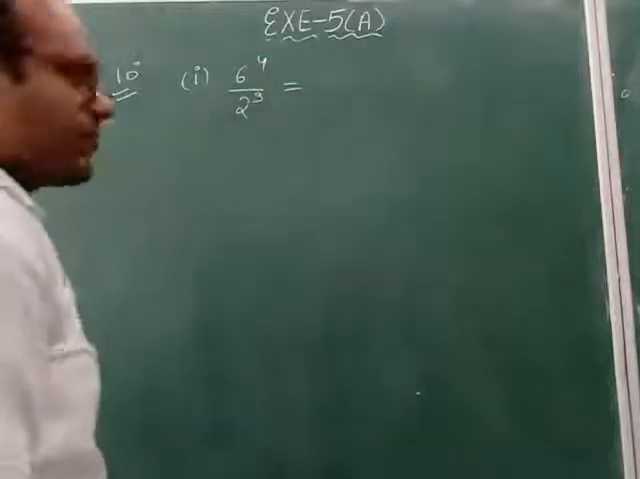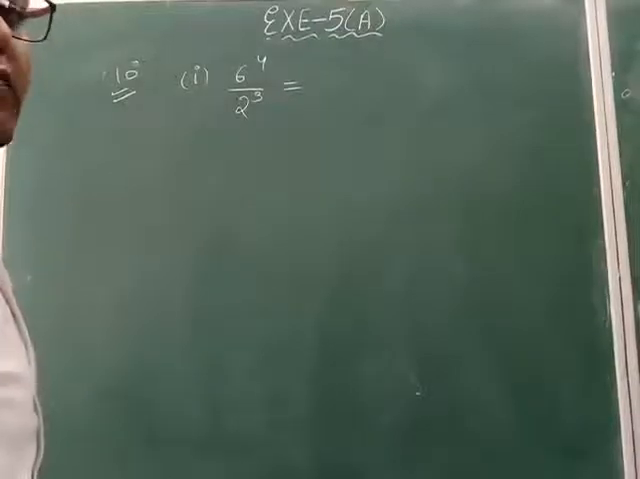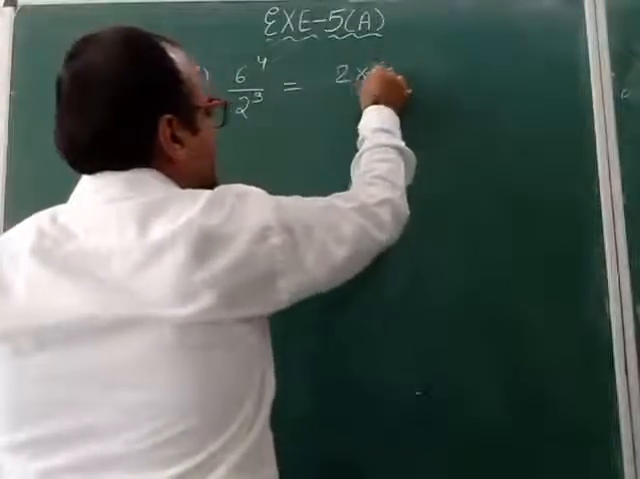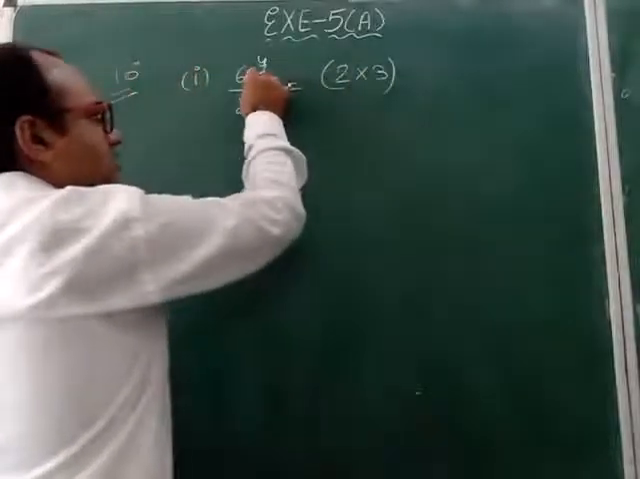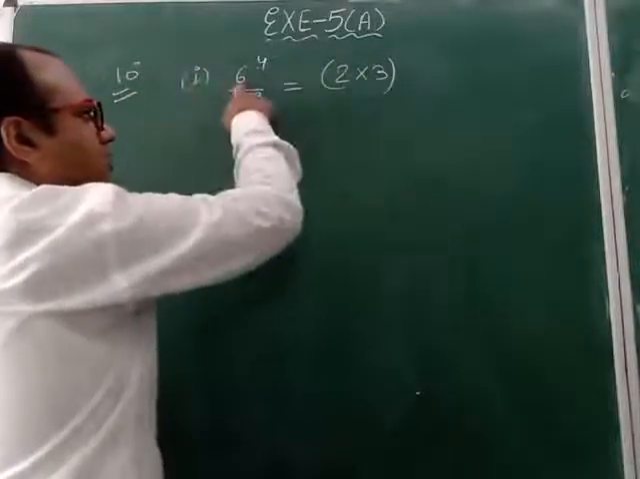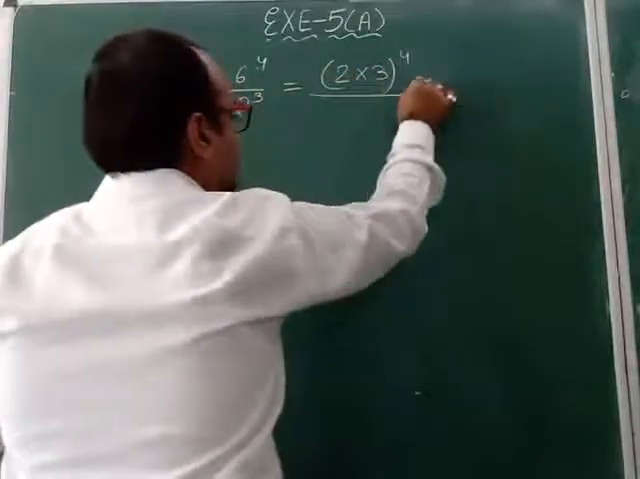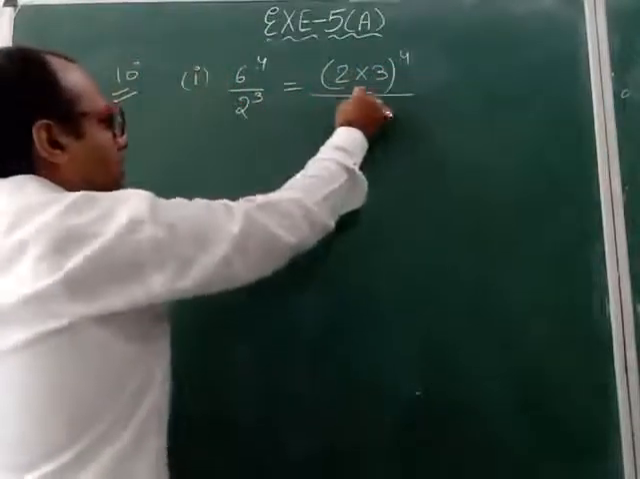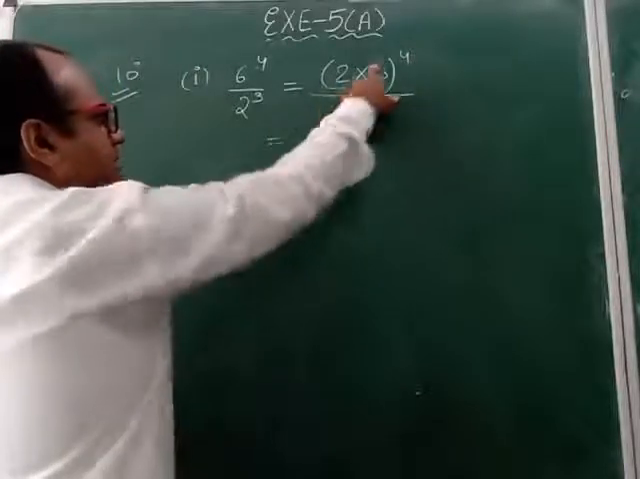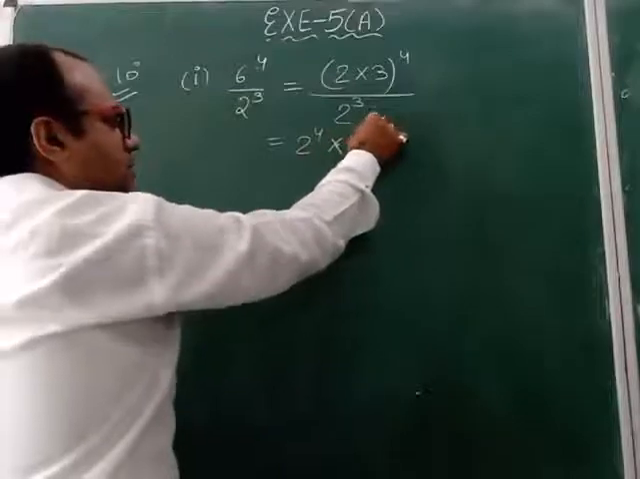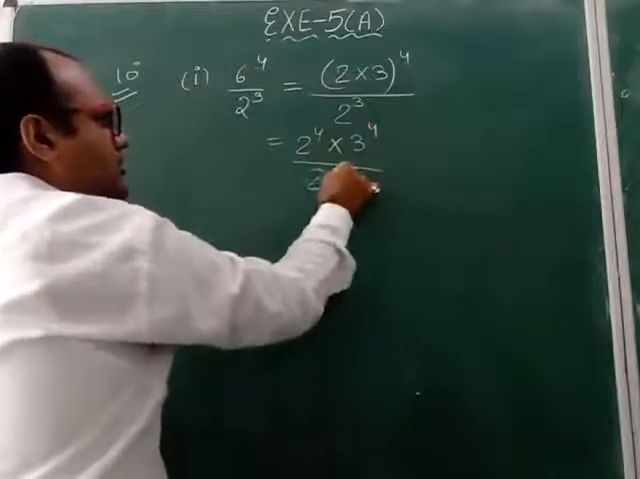So first of all what we will do? We will take the prime factor of 6. When we take the prime factor of 6 we will get 2 multiply 3. But 6 power 4 is there, and 6 is 2 multiply 3, so whole power we will take 4. 2 power 3 we will write as it is. Next step, this power 4 we will take on both the numbers: 2 power 4, 3 power 4 upon 2 power 3.